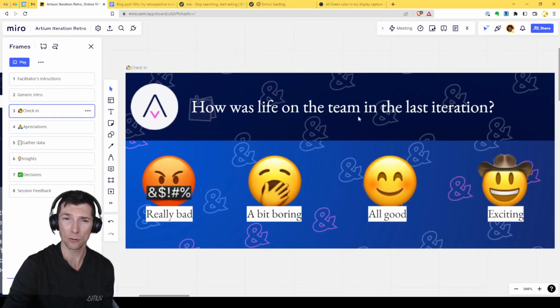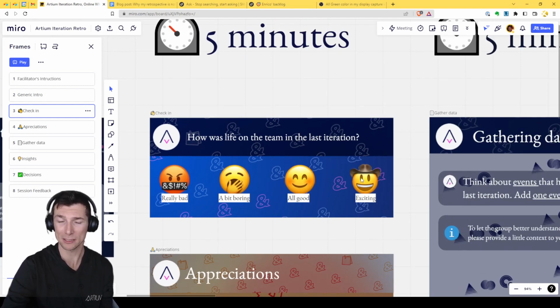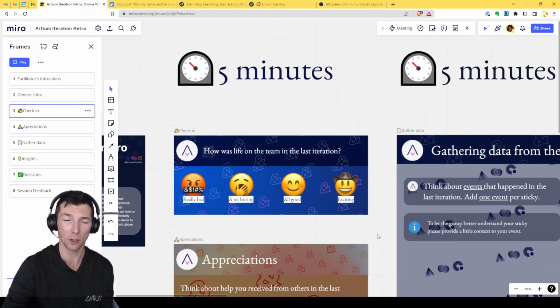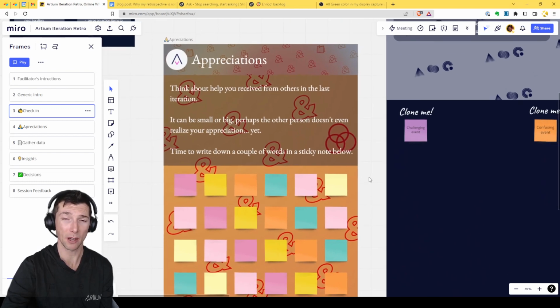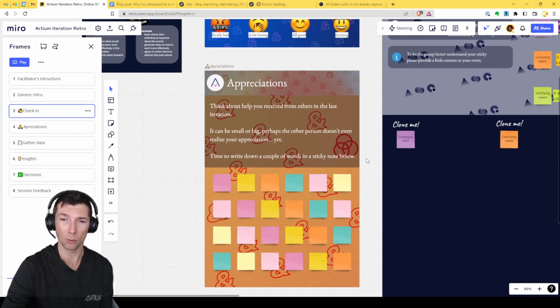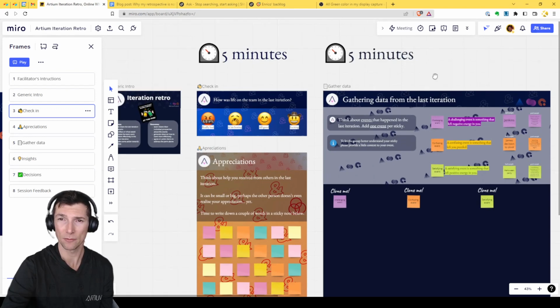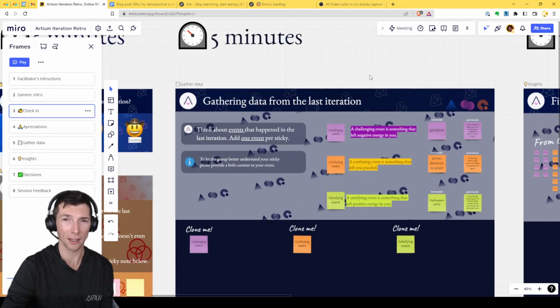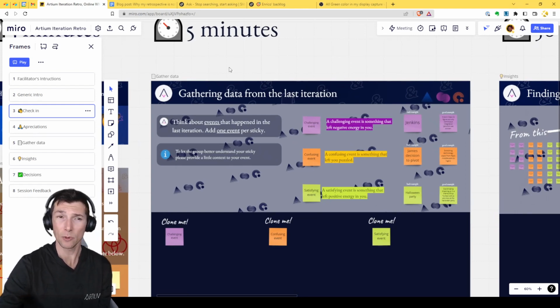And there's a check-in activity to check how was life on the team for the last iteration. So everyone puts a sticky note next to if it was really bad or really exciting. You can also start a voting session on those elements if you would like to have some anonymity. And then we have appreciations for the team to think about something that someone did in the last iteration and to say thank you in a couple of words. This all up should take about 5 minutes, this check-in. And it also gives people that are late some time to join.